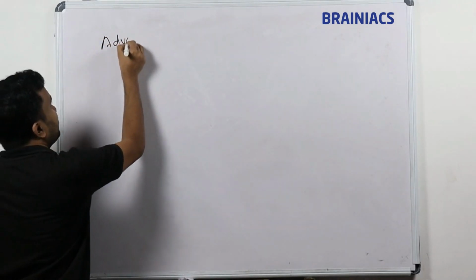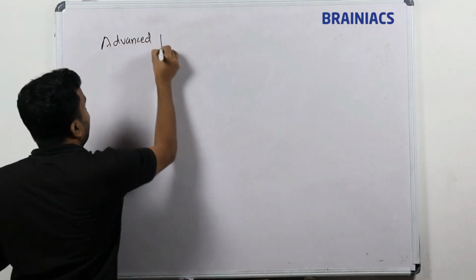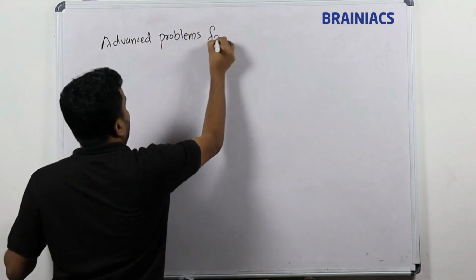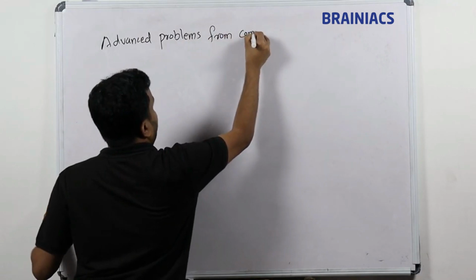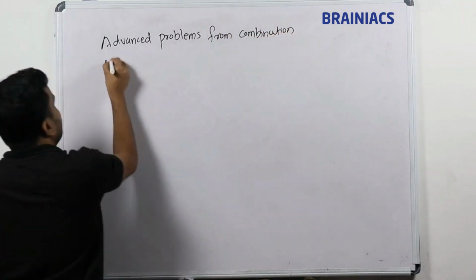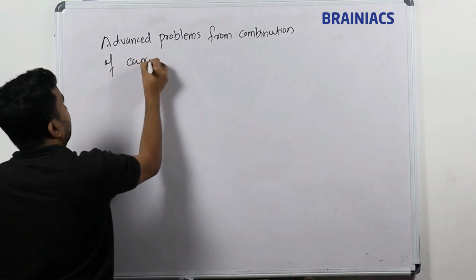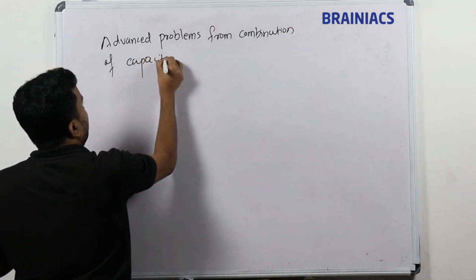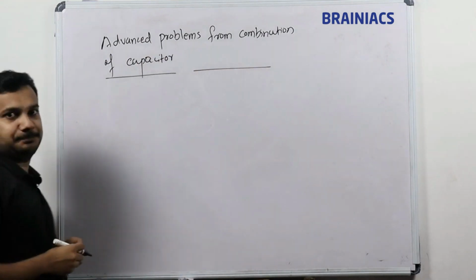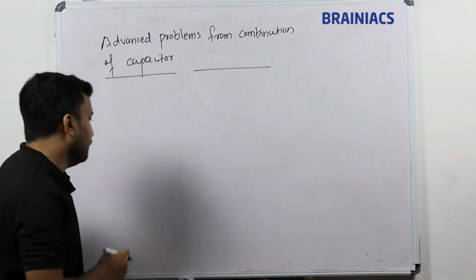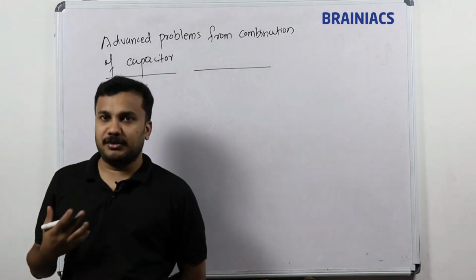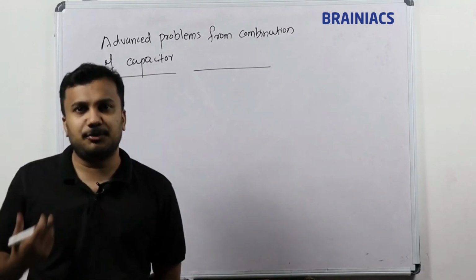Write down: advanced problems from combination of capacitor. This is the topic for today. We are going to see advanced questions. There are totally 4 types of questions we are going to see. So, we will write type 1, type 2, type 3.